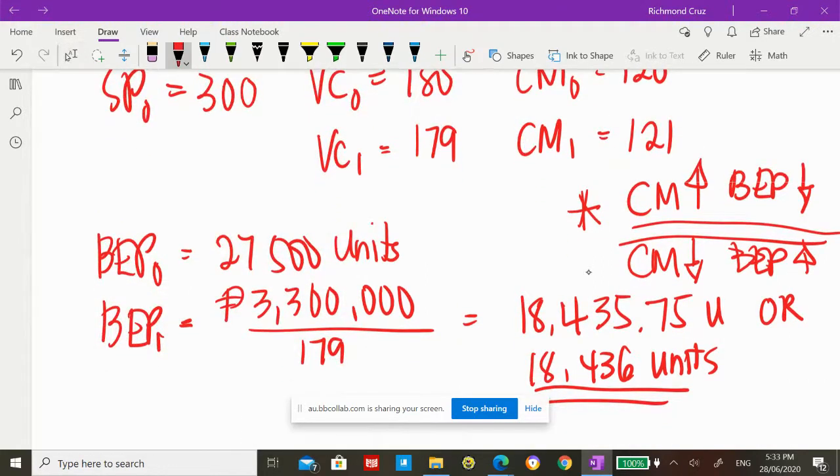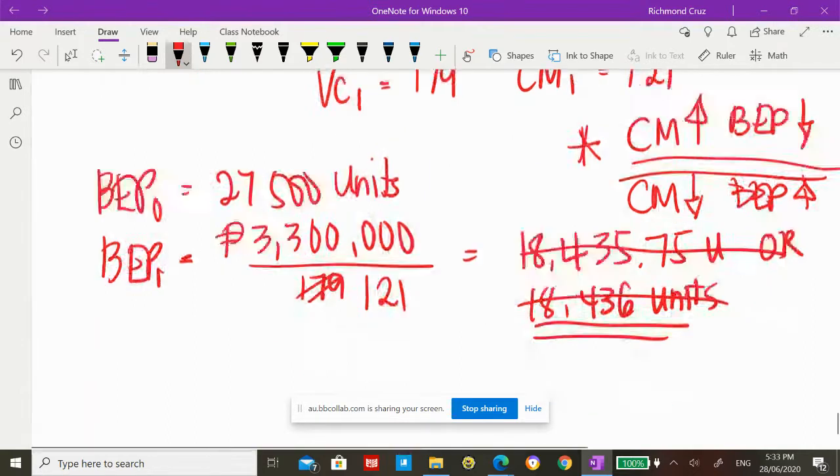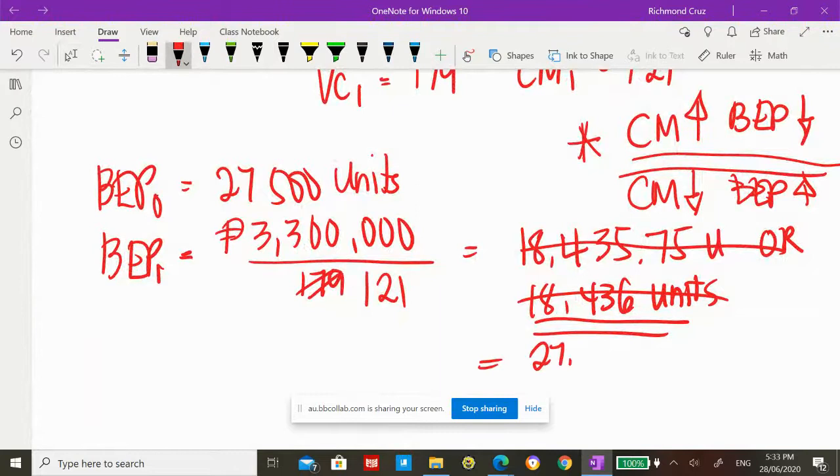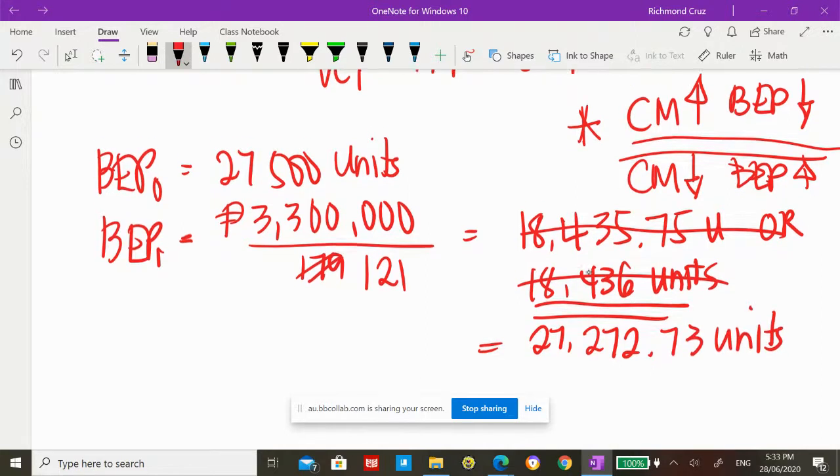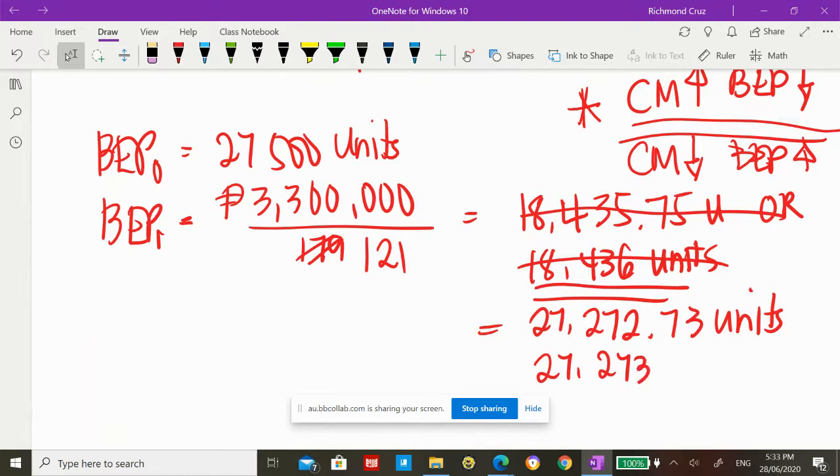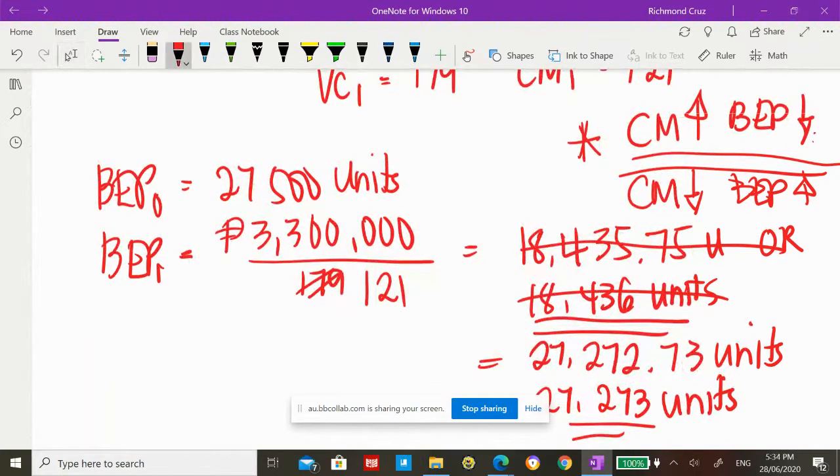Mali pala, sorry. So, this is not 179. This is 121. So, mali to. So, that will be 3,300,000. I-divide natin ng 121. So, that is 27,272.73 units. Or, this is 27,273 units. Ayan. Kaya, ang contribution margin natin tumaas, so bumaba yung break-even point.